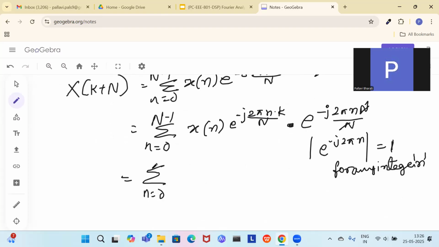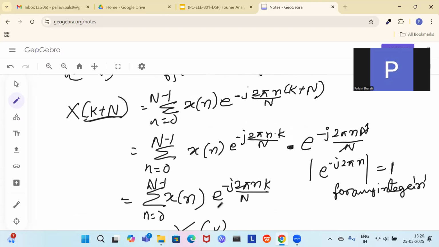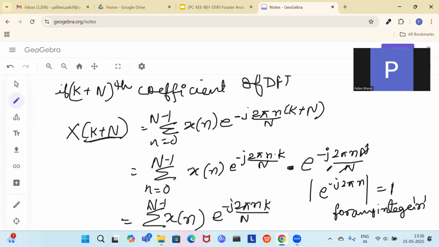The sum for n equals 0 to N minus 1 of x n e to the power minus j 2 pi small n small k by capital N. So this is X k only. That's why X k plus N becomes equal to X k. What was the thing here? You had to write it separately. So remember, writing it separately will make the proof for it. Let's go for the third one.